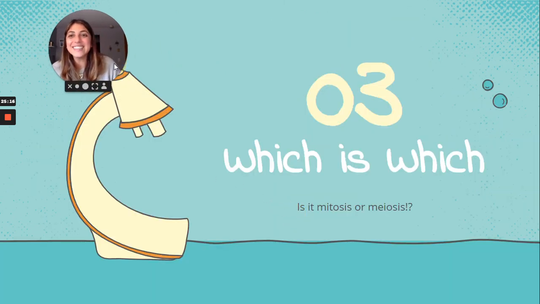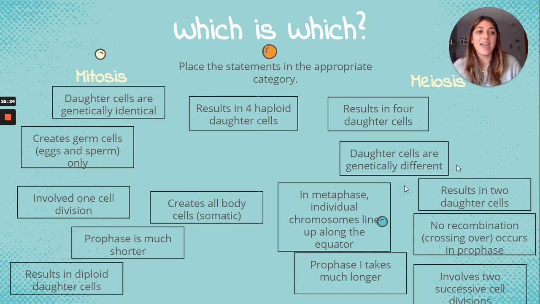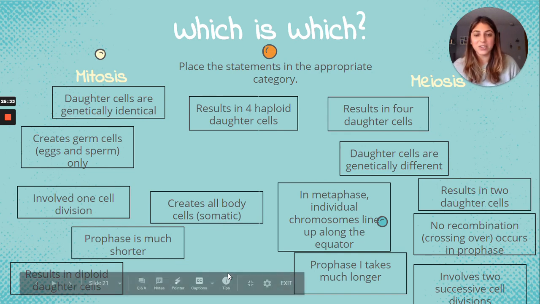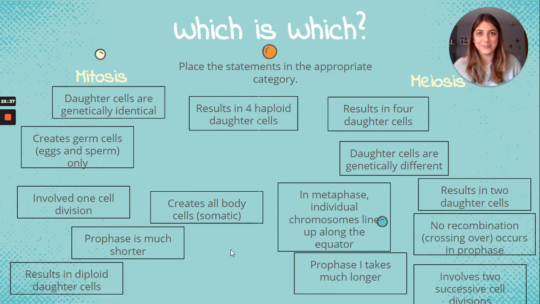Now, second to last thing, I want you guys to identify these following statements by classifying them as meiosis or mitosis. There is nothing that's going to go in the middle. They're either one or the other. So after everything we've learned today, which one is going to fall in each category? Pause. Press play when you're ready.